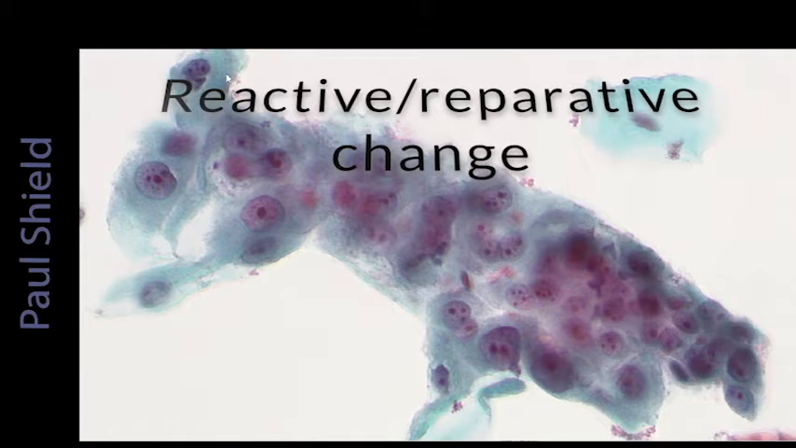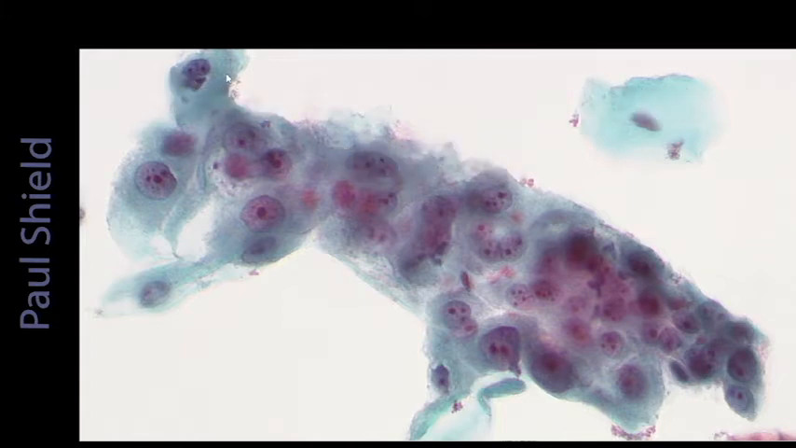Hi, it's Paul. In this clip we're going to look at regenerative, reactive, reparative type change. The examples I'm going to show you are all cervical samples, so thin preps, but most of the changes I describe can be generalised to any sort of sample from any type of tissue, like lung for example, or bladder. And most of these occur in response to external stimuli, be that inflammation, trauma, say chemotherapy or radiotherapy.